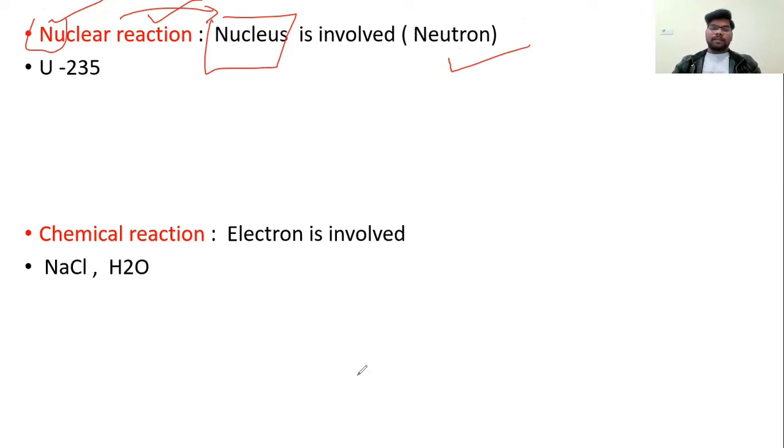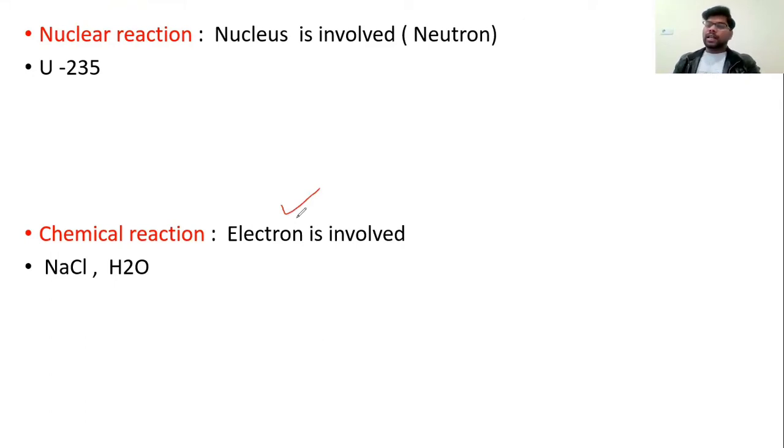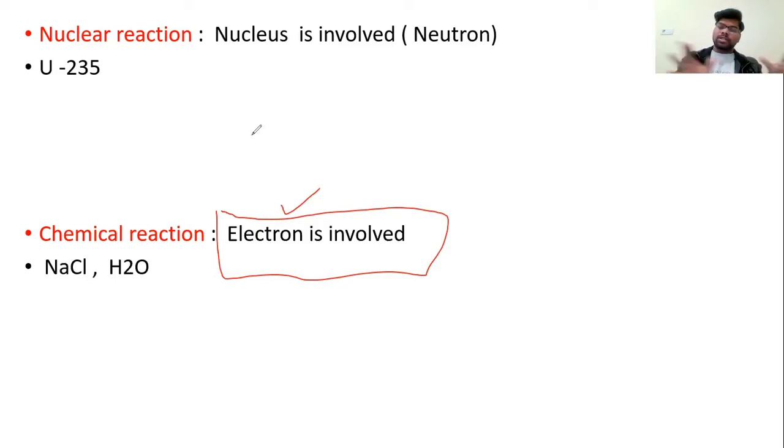So what is involved here? You can say that electrons are involved in chemical reactions. In all sorts of chemical changes you find in your day-to-day life, it is because of the electrons, not because of the neutrons. Remember it. Whatever chemical reactions we have in day-to-day life are because of electrons. It can be addition of electrons, removal of electrons, sharing of electrons, transfer of electrons, and more.